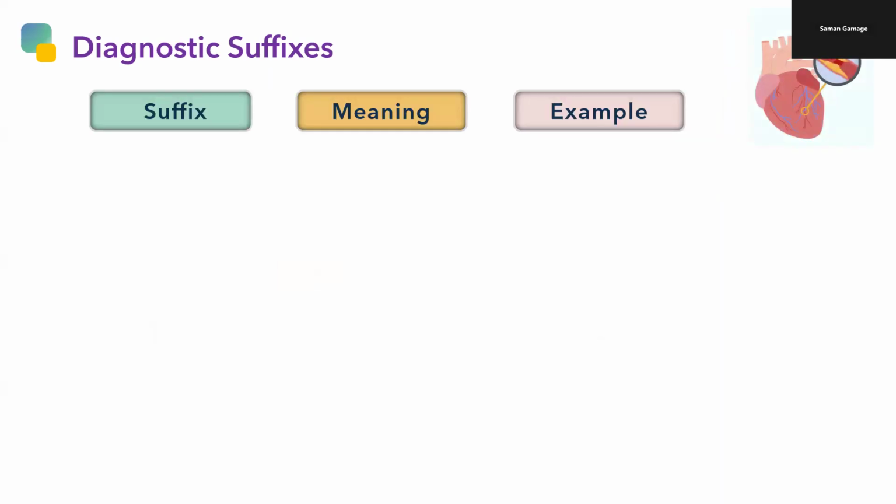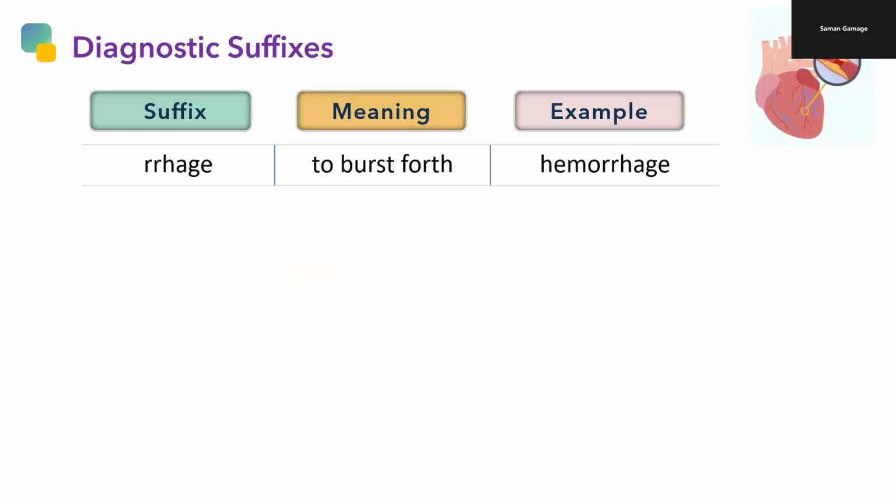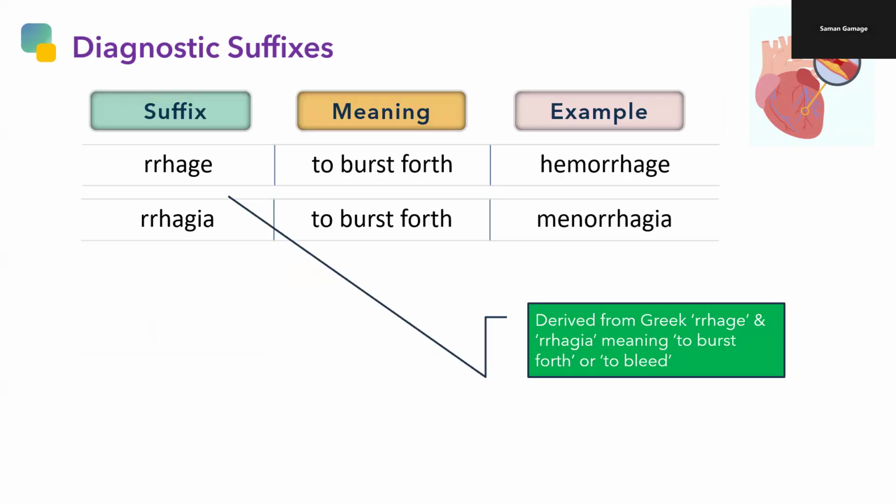Some more diagnostic suffixes. Rage. Rage means to burst forth. Hemorrhage. Hemorrhage means bleeding, excessive bleeding. Ragia means again to burst forth. Menorrhagia. Menorrhagia is excessive bleeding from uterus, excessive uterine bleeding. So rage and ragia derived from Greek. And both diagnostic suffixes mean to burst forth or to bleed.